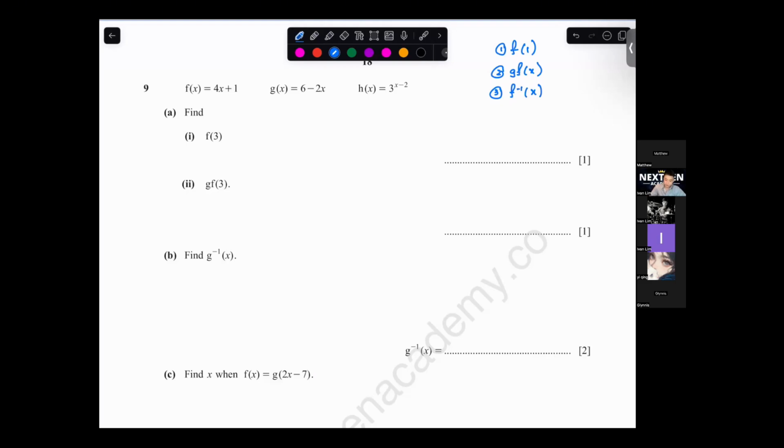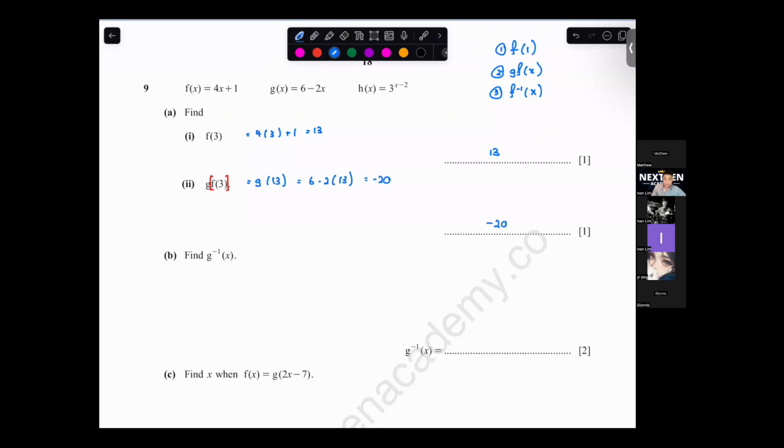Okay, they give you f, g, and h here. Let's find f(3). f(3) means 4 times 3 plus 1, which is 13. Next one, gf(3). This is a composite function. You already found f(3) from the first one. So g(13) is 6 minus 2 times 13. You get negative 20.